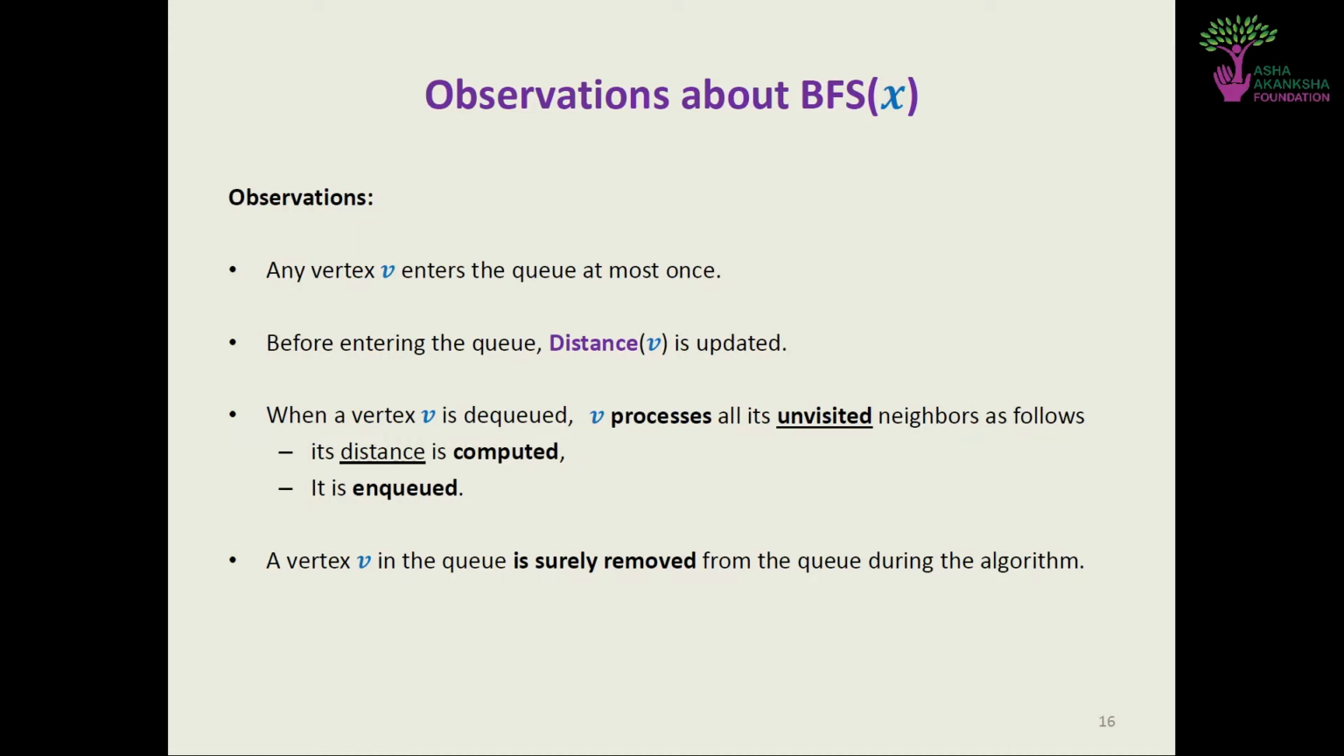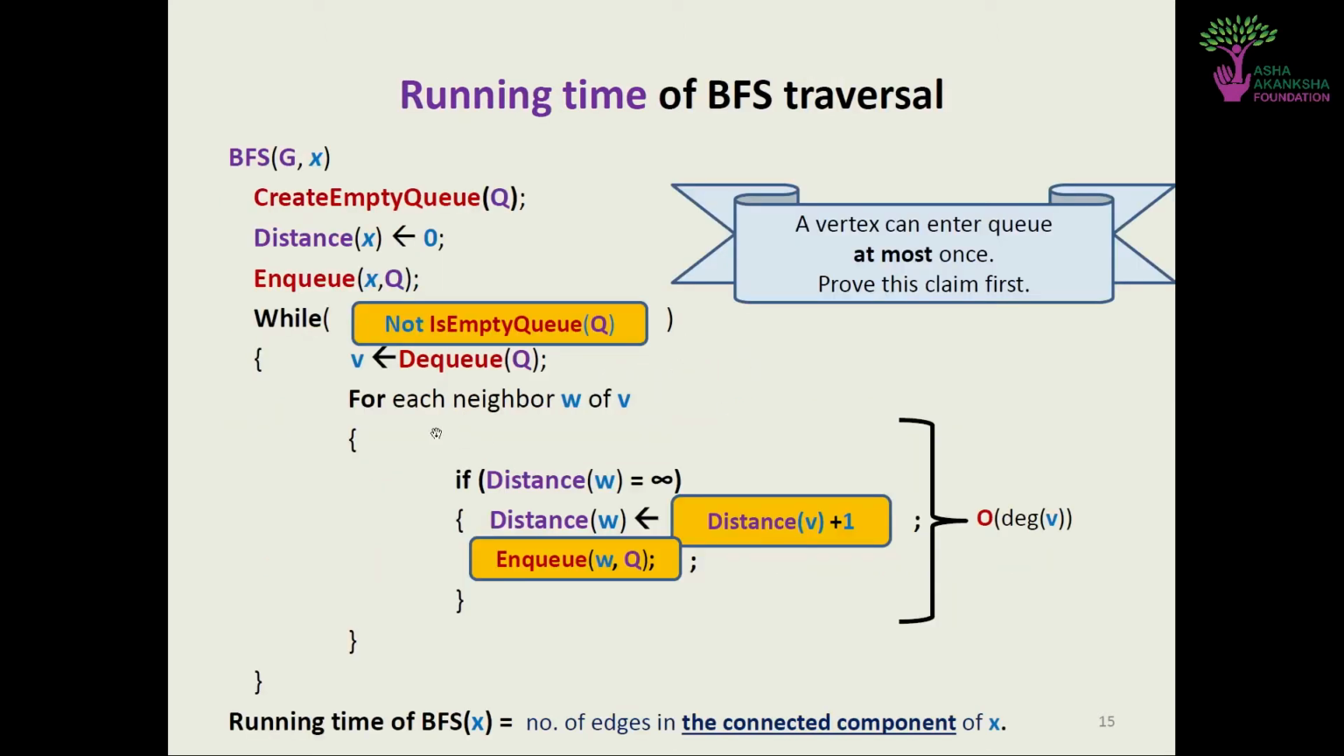So some observations about BFS: any vertex v enters the queue at most once. We already discussed it. So everything will be enqueued once and dequeued once. And before entering the queue, the distance of v is updated. So this was done at this stage. Here we assign the distance of w as the distance of v plus 1, and then we added it. So first we are assigning it the distance, and then we are adding it.